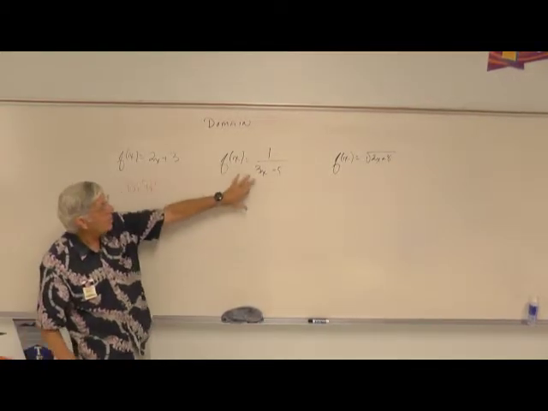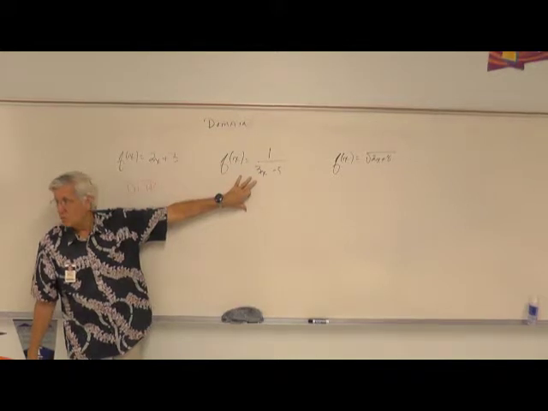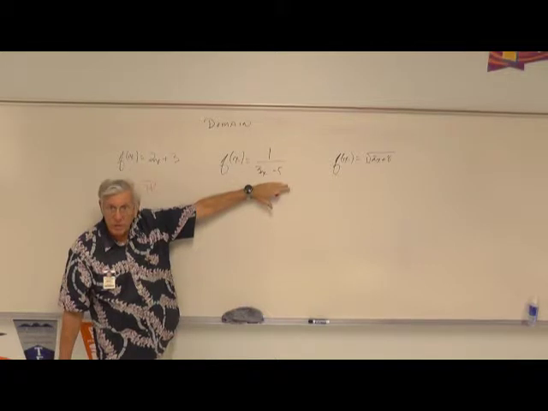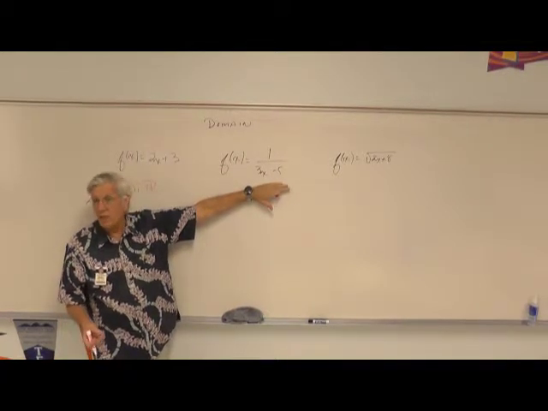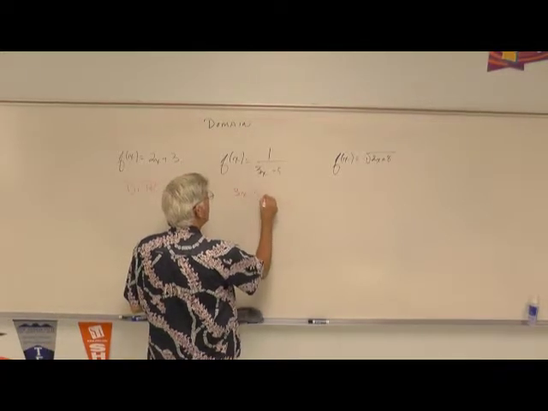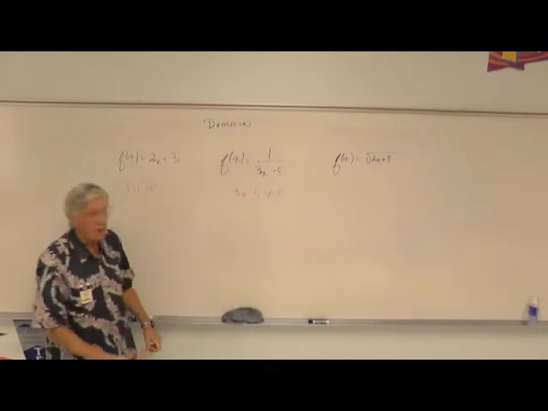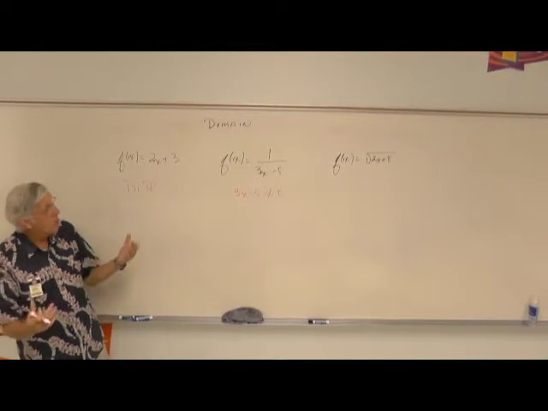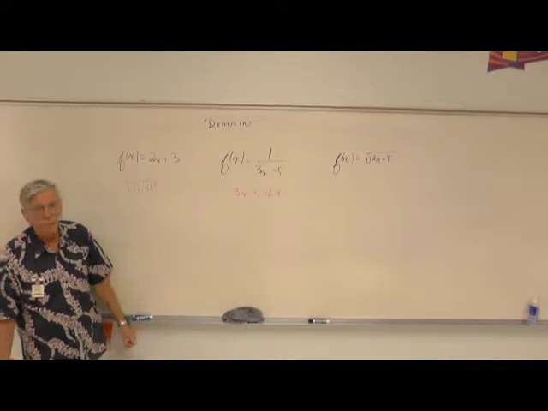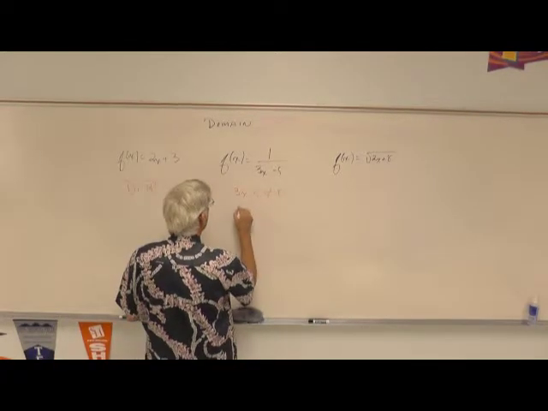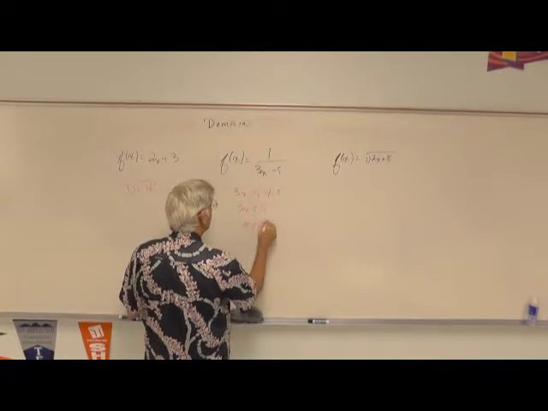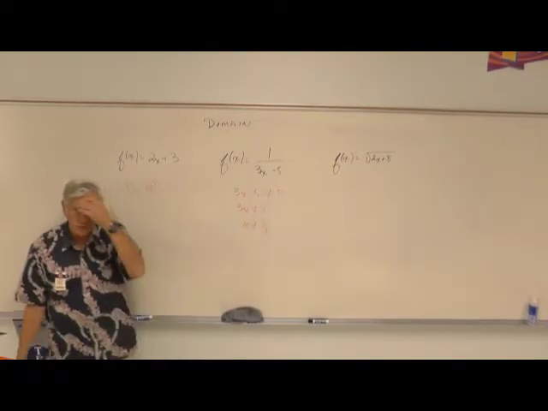Okay? Now, what problem do we have with this one? We have a denominator. When you have a denominator, the issue is the denominator cannot equal 0. So we're going to take 3x minus 5 and say that that cannot equal 0. Once we've established this, then we simply solve that little equation that we created. So add 5, divide by 3, and x cannot equal 5/3. Okay?